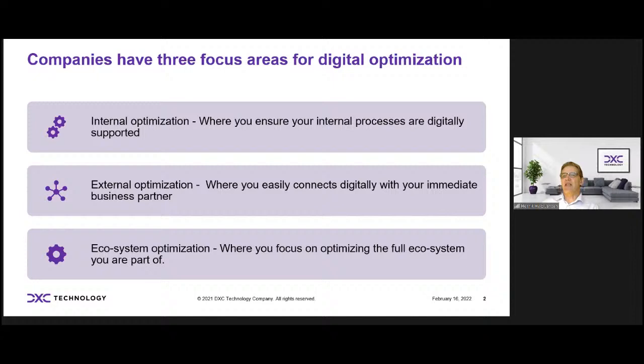Most optimizations we see are focused on specific internal and external optimizations, not how those further down the value chain could benefit from the digitization that you're doing. So today, business ecosystem optimization is typically done by the emergence of digital platforms. Can you take the next slide, please?